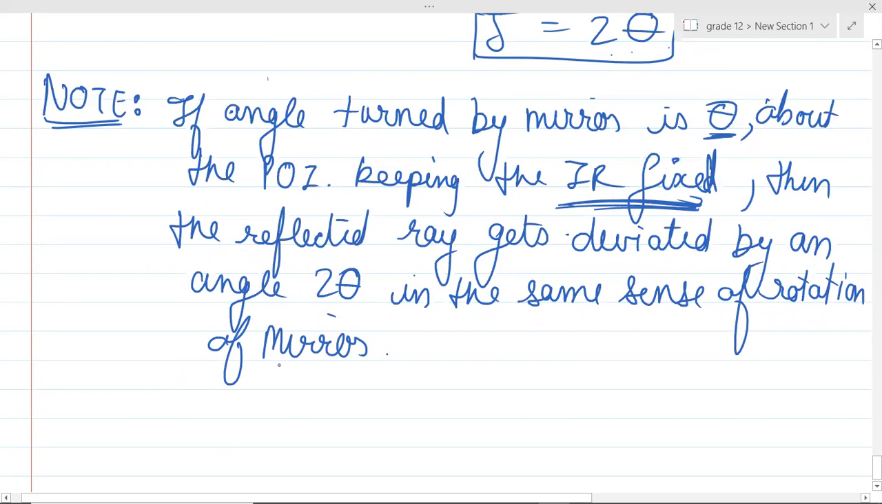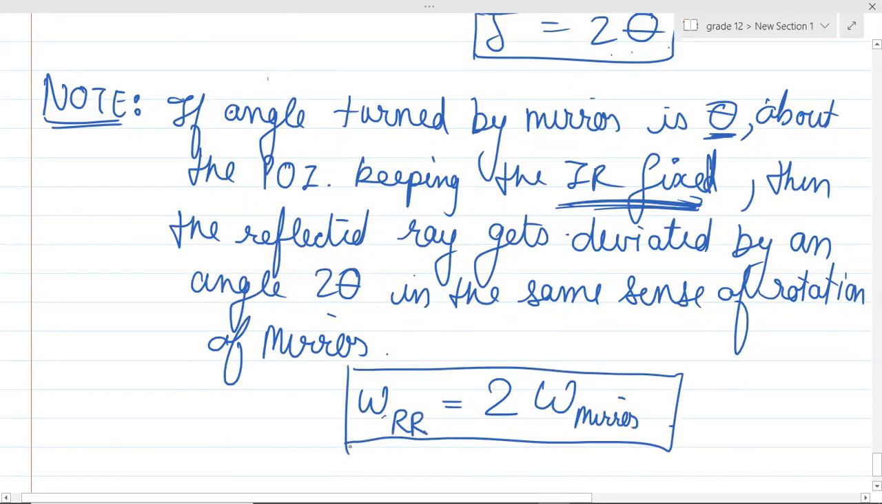Clear? Acha, can you see when the mirror was rotating, at the same time this thing was also rotating, right? The reflected ray was also rotating, right? So can I say the angular velocity of the reflected ray is basically twice the angular velocity of the mirror? Hello people, can I say this? If incident ray is fixed and the mirror is rotating about the point of incidence by this much omega, then the reflected ray will rotate by twice that. Incident ray is fixed. Is this clear, guys?